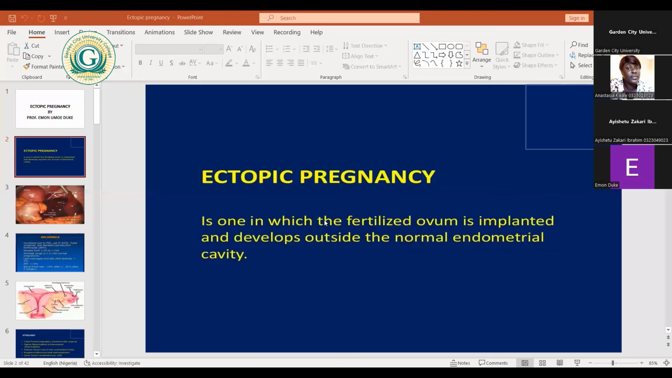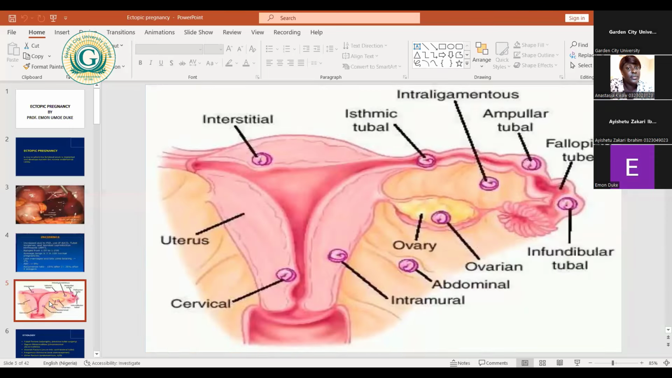So we say that ectopic pregnancy is one in which the fertilized ovum is implanted and develops outside the endometrial cavity. And if you look at this diagram here, you see the different sites.